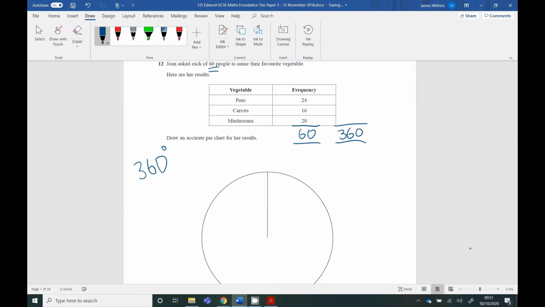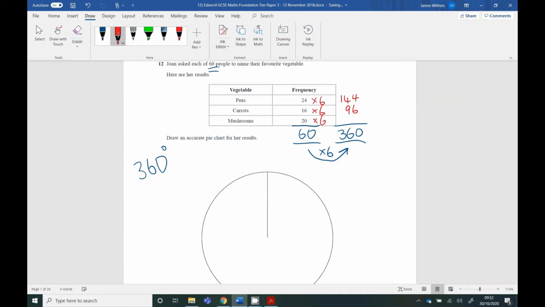And again, it's a proportion question. How do we convert 60 into 360? Well, we multiply by 6. If you can't see that just by looking at it, that's fine. Just do 360 divided by 60 on your calculator, and that will give you 6. So each of those frequencies needs to be multiplied by 6. So we're going to multiply that by 6, that by 6, and that by 6. So 24 times 6 equals 144. 16 times 6 is 96.